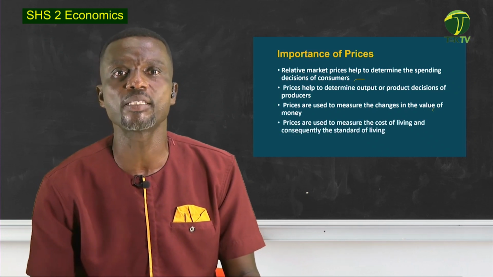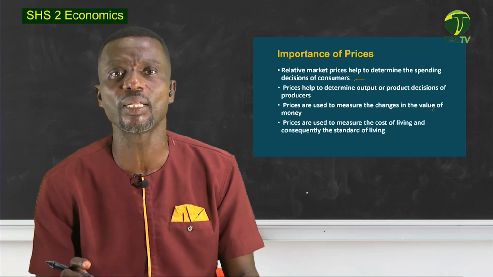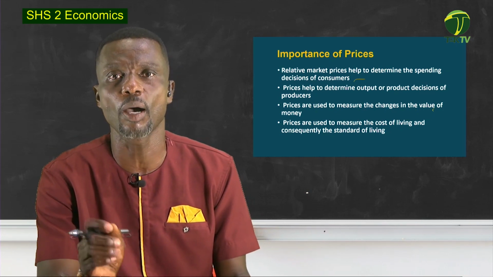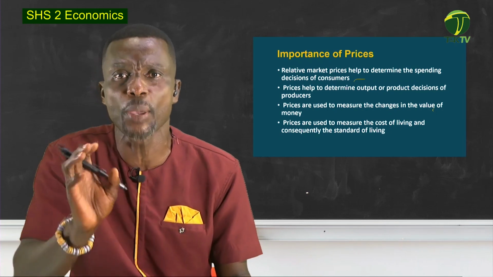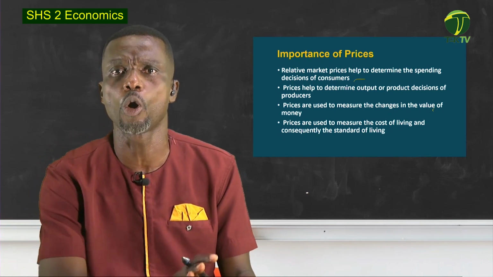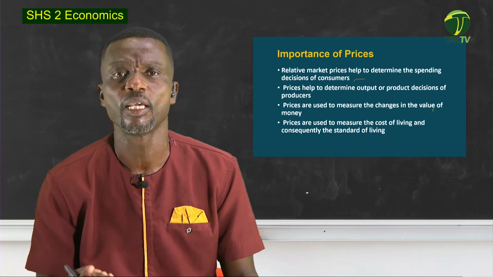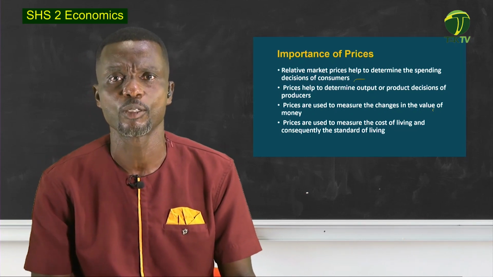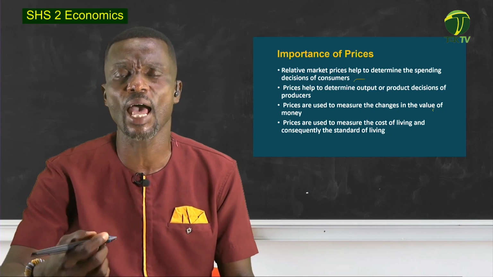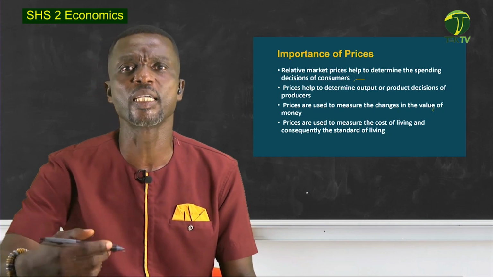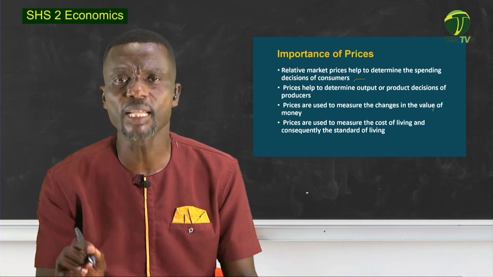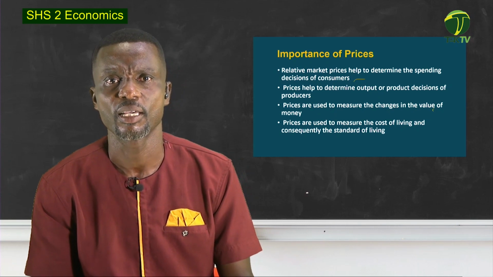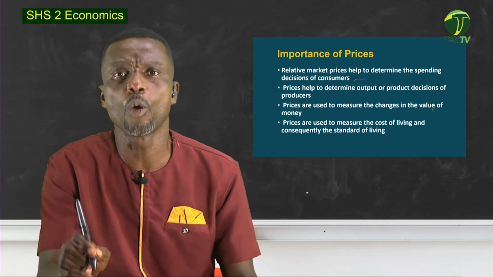We are also saying that prices are used to measure the cost of living and consequently the standard of living. What is cost of living? The cost of living simply talks about the money cost of goods and services. So how much you pay for a commodity is what we call cost of living. And the standard of living is used to measure the economic well-being of citizens. So if prices in a particular economy are increasing, it means that with a given amount of money, you can only buy few goods and services. And that can affect your well-being.